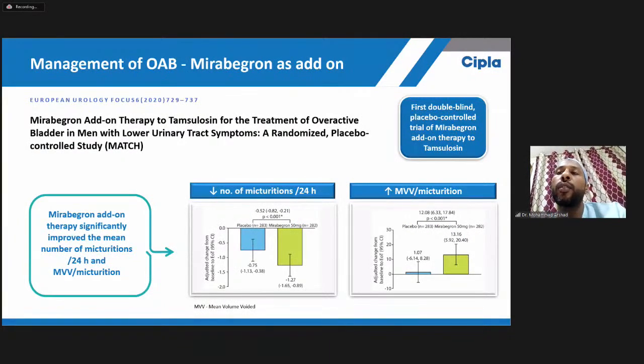When Mirabegron was given to people suffering from overactive bladder along with bladder outlet obstruction, mostly in males, it was seen that when tamsulosin was added to Mirabegron, the number of micturitions per 24 hours and the mean voided volume per micturition were better with Mirabegron compared to the anticholinergic drug. Overall, quality of life improved with the addition of tamsulosin to Mirabegron in people suffering from overactive bladder with bladder outlet obstruction.